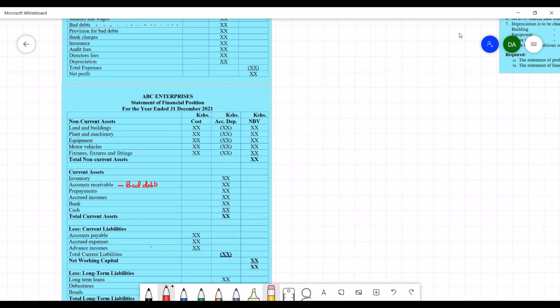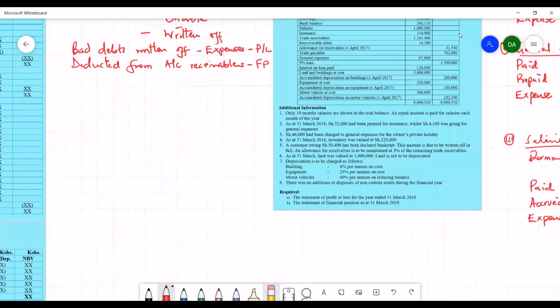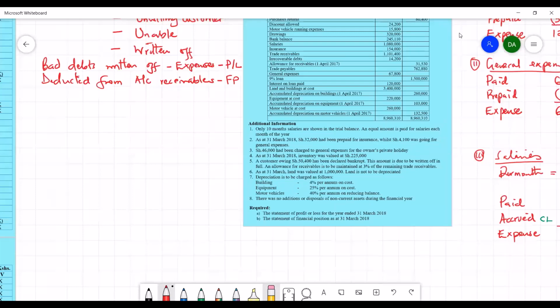Let us look at the example in the illustration question that we have been using. Looking at the additional information, number 5. We're told that a customer owing 50,400 has been declared bankrupt. This amount is due to be written off in full. So a customer is owing 50,400 and has been declared bankrupt, and therefore this amount is supposed to be written off.